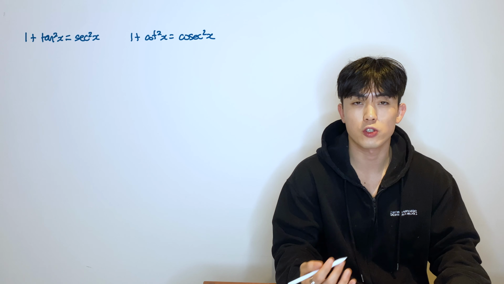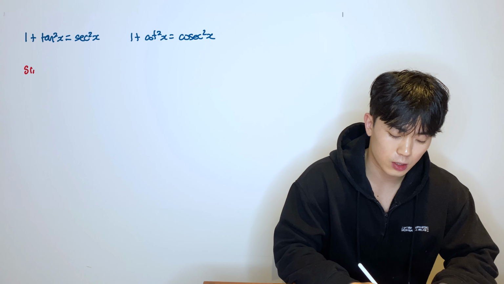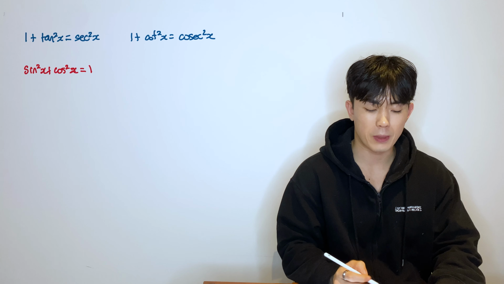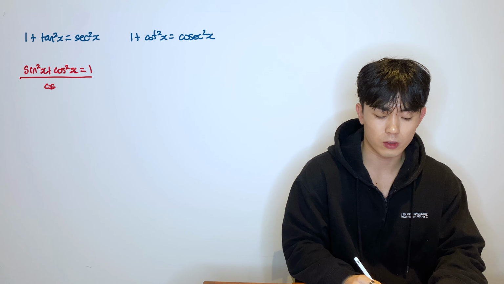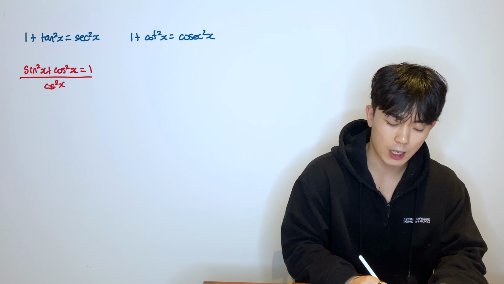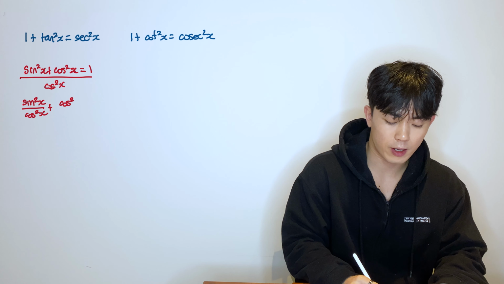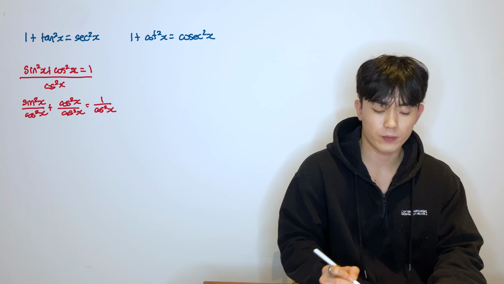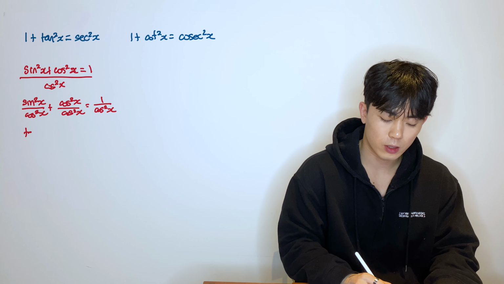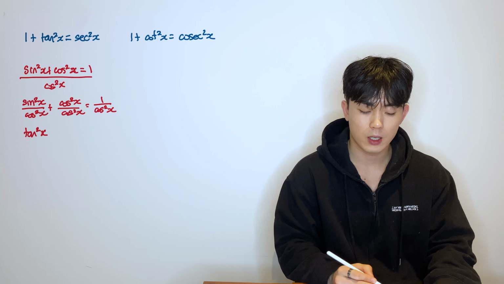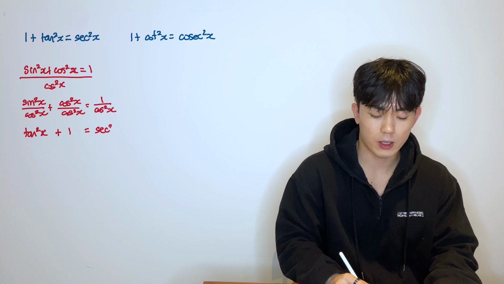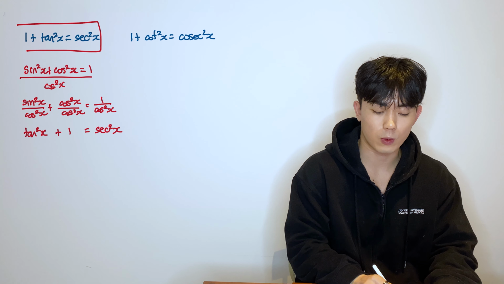Just to show how it's derived, if we start off with sine squared x plus cos squared x is equal to 1, and then I'm going to divide every single term by cos squared x. If I do that, I'll have sine squared x over cos squared x plus cos squared x over cos squared x is equal to 1 over cos squared x. Sine squared over cos squared is tan squared. Cos squared over cos squared is 1, and 1 over cos we know is sec, so it's going to be sec squared x. And as you can see, that's how we get the first equation here.